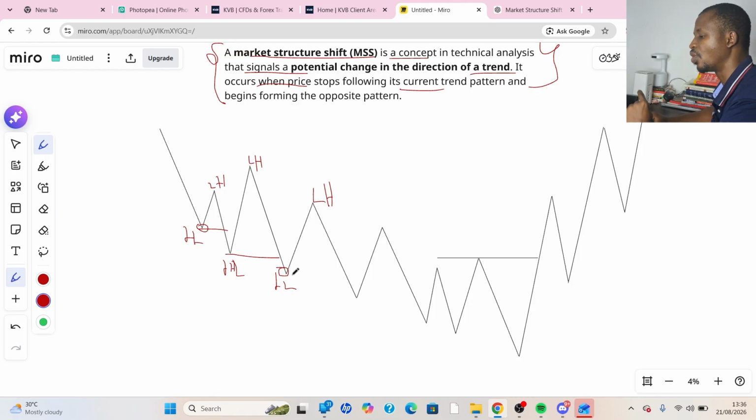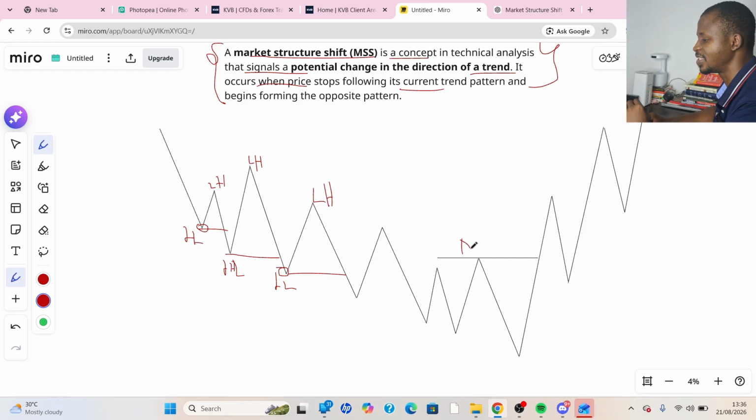So make sure you always follow the pattern. That is the most important thing. Take the pattern into consideration. Once you know your direction, if the price is having a market structure shift, you can easily identify it because you know the preceding structure. So now we move into the market structure shift proper.